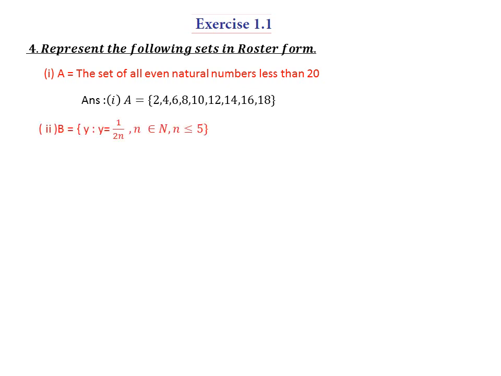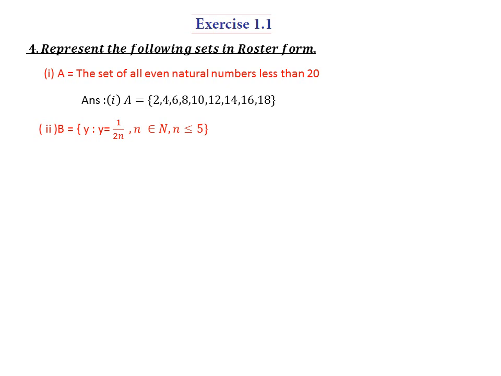B is equal to the set of all y such that y is equal to 1 by 2n, n belongs to natural numbers, n less than or equal to 5. So you should know the difference between less than and less than or equal to. Less than means you should not consider that number, so below that numbers only you have to take. Less than or equal to means you have to consider that number also. So let us see how to find out these values.